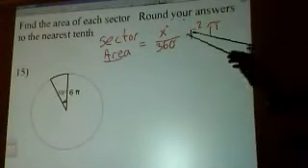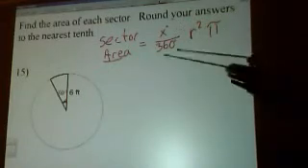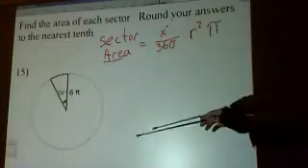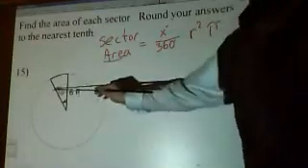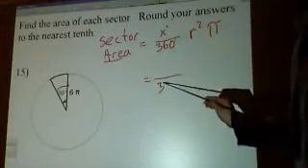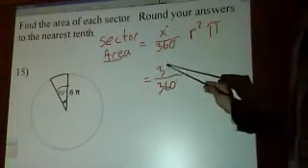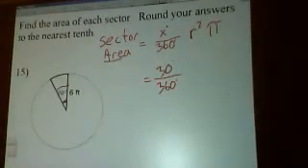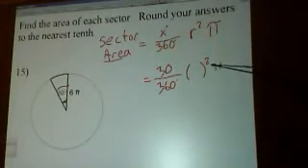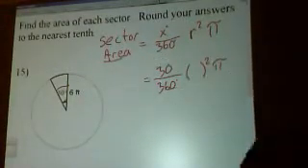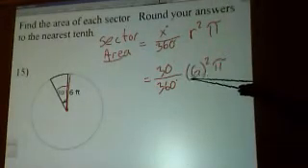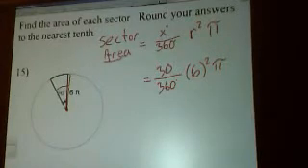So since it says sector area, let's use the proportion of the area of the circle that I'm going to use, right? So if I had 360 over 360, I want to find the whole circle. But in this case, I only have a 30-degree angle. So I need to put 30 on top of 360. And that tells me what proportion of the circle I have. And we can also look to see what's our radius. Our radius is the distance from the center to the edge. So that's 6.